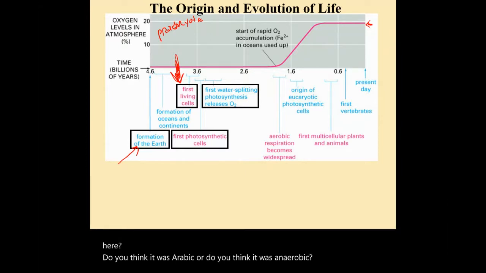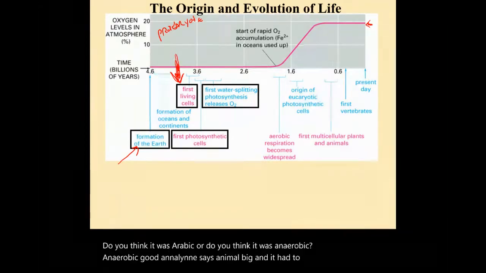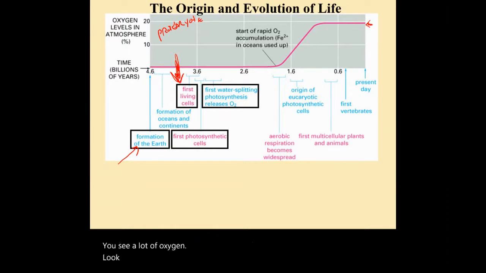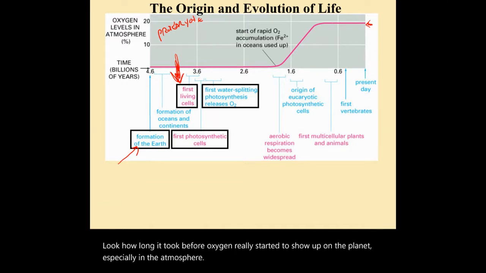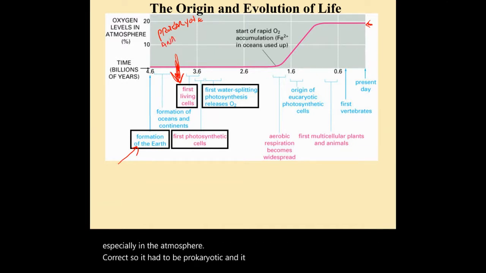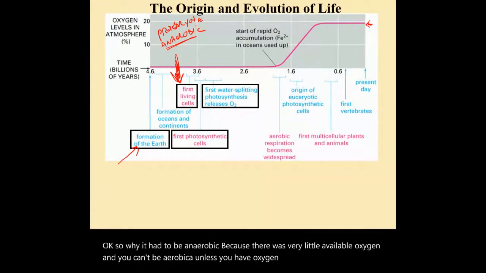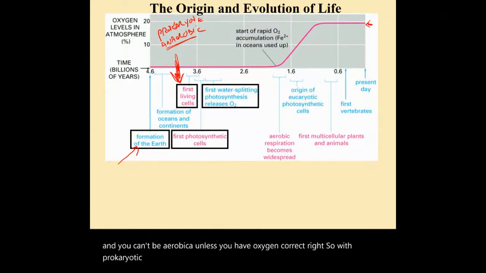Anaerobic, good. Annalene says anaerobic, and it had to be anaerobic because how much oxygen was even available in the early Earth? You see a lot of oxygen? Look how long it took before oxygen really started to show up on the planet, especially in the atmosphere. So it had to be prokaryotic and it had to be anaerobic. Why it had to be anaerobic? Because there was very little available oxygen, and you can't be aerobic unless you have oxygen, correct? So it was prokaryotic because simple precedes what? Complex, and it had to be anaerobic.